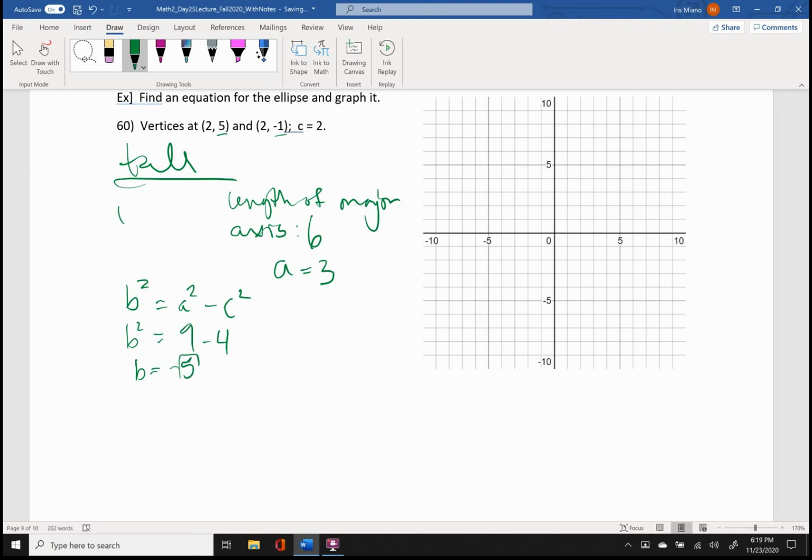Okay, so my center, since I have 2, 5 and 2, negative 1, I know that this 5 right here has to equal k plus a, right? And that negative 1 has to equal k minus a. So that means, since my a value is 3, that tells me that k has to equal 2.